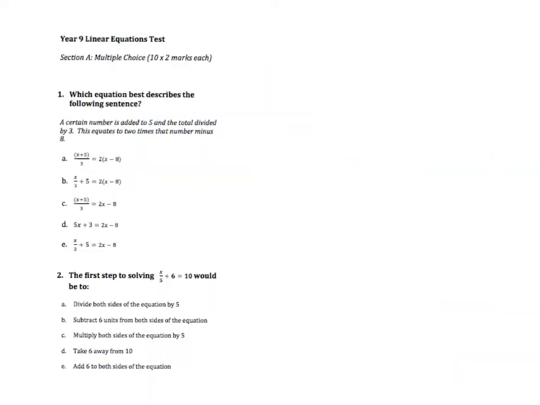Okay, question 1, which best describes the following statement? A certain number is added to 5. So we've got 5 and we've added a certain number. The total is divided by 3. This equates to, equals 2 times that number minus 8. So we're looking for something like that.